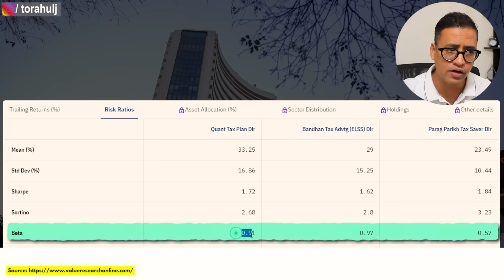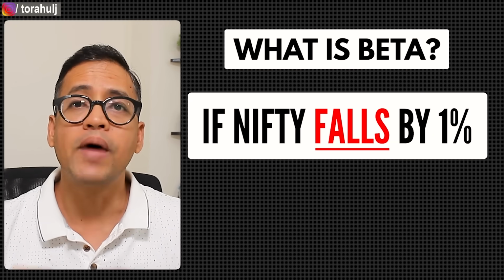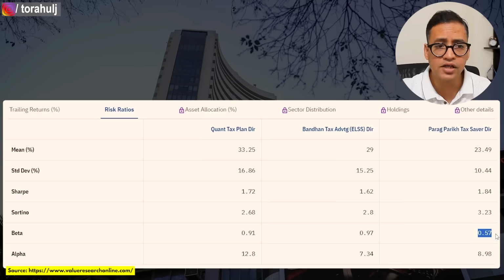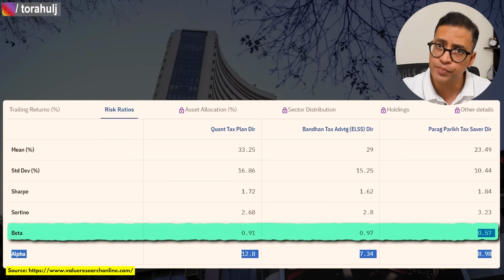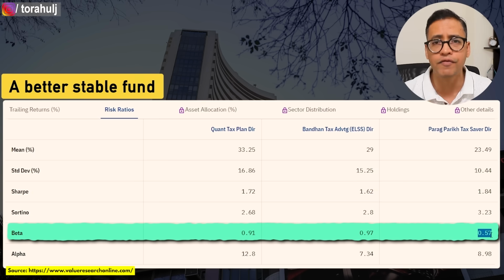Also, lastly, from a beta perspective as well, Parag Parikh Tax Saver Fund is only 0.57 as compared to 0.97 and 0.91. Beta simply means that if Nifty, let us say, falls by 1%, by what percentage it is likely that this mutual fund will fall. And if you see, Parag Parikh is 0.57 as compared to Bandhan Tax Advantage and Quant Tax Advantage, which are at 0.97 and 0.91 respectively. From that perspective, Parag Parikh seems to be a better stable fund, and that is why this is my favorite mutual fund when it comes to the ELSS mutual fund category.